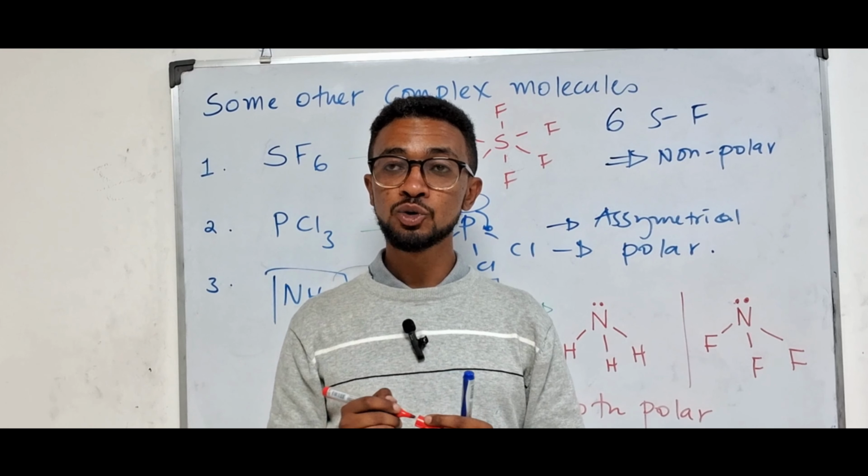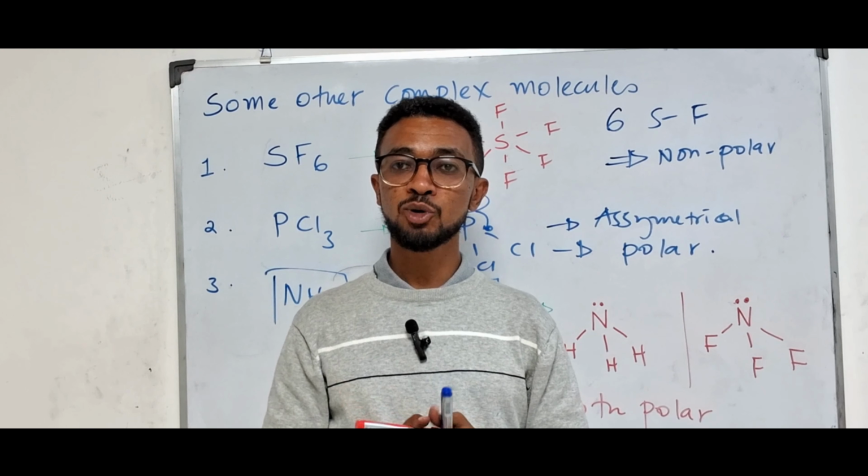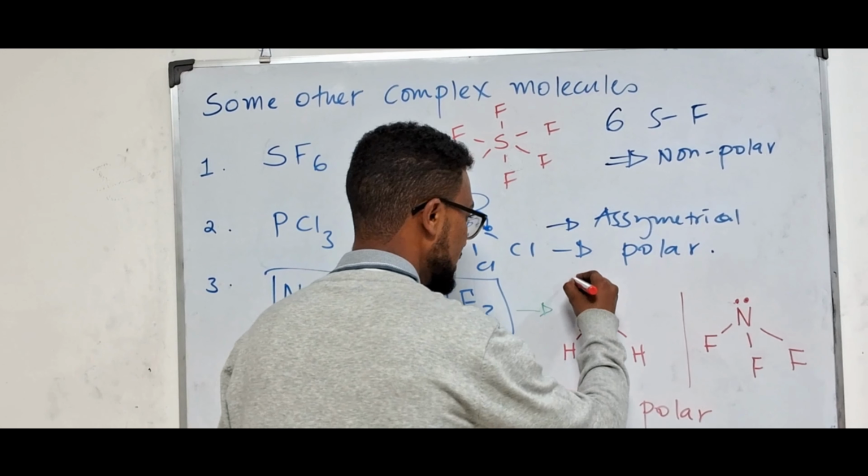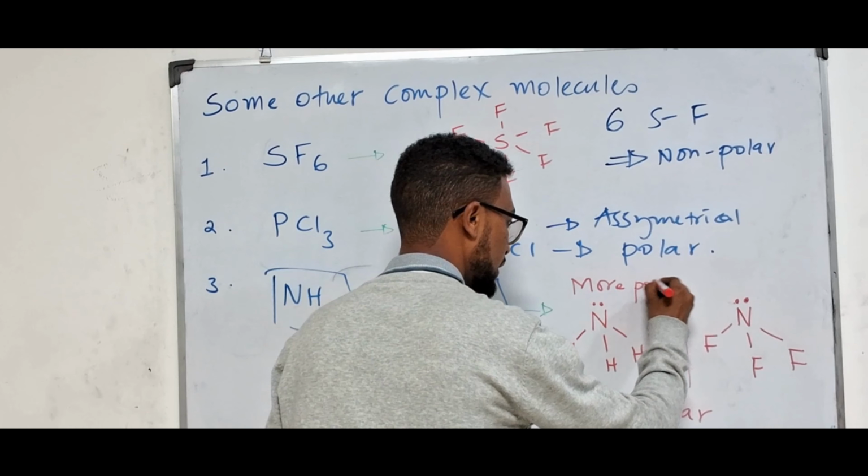Pause the video and try to predict which one is more polar of these two molecules. Okay, hopefully you have answered it as ammonia. Ammonia is more polar than NF3. Why do you think ammonia is more polar than NF3? As you can see, here we have nitrogen bonded with hydrogen, and fluorine bonded with nitrogen. So the electronegativity difference between hydrogen and nitrogen is much bigger than the electronegativity difference between fluorine and nitrogen. So ammonia is more polar.